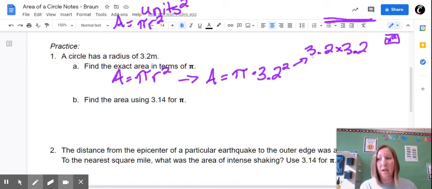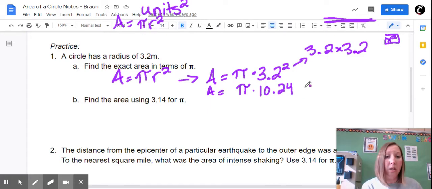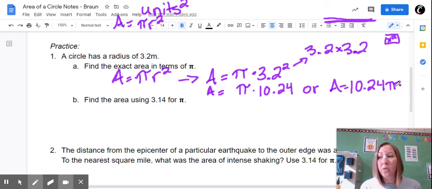So if we do that, we are going to get area equals pi times, and if we do 3.2 squared, we get 10.24. And you can leave it this way. You can leave pi times 10.24, or you can rewrite it so the number's first. I just tend to do that. So you can rewrite it as area equals 10.24 pi.